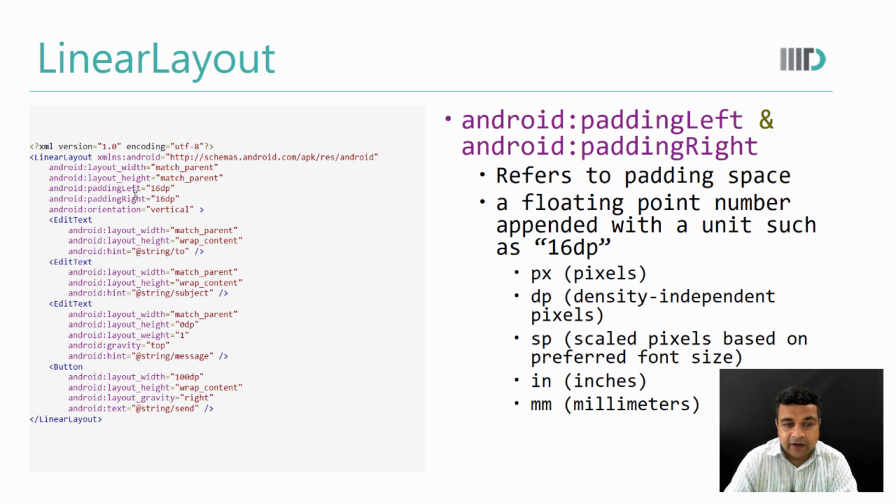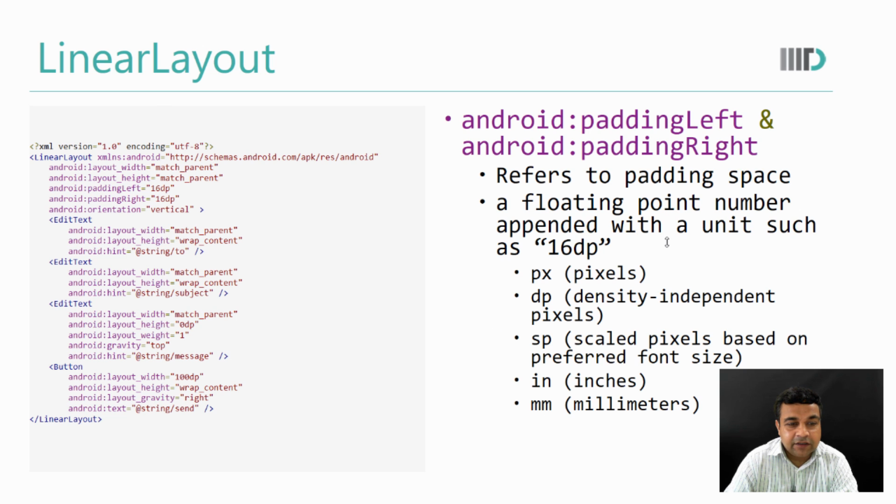Most often you will see paddingLeft or paddingRight with something like 16dp. Here the number is a floating point number and it is then appended with the unit. We have different units available to describe the padding size. For example, px stands for pixels. dp stands for density independent pixels. We may also have sp, which means scaled pixels based on preferred font size, and then we can have inches and millimeters.